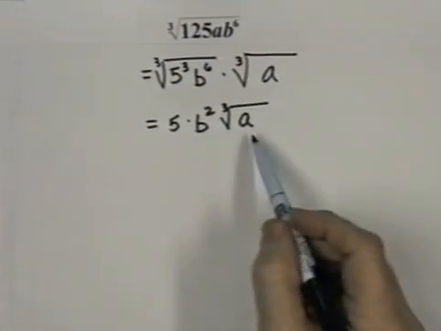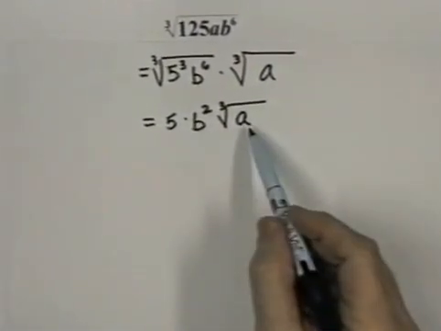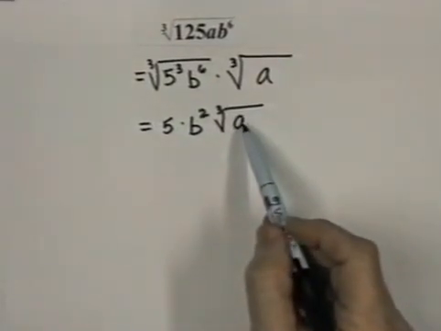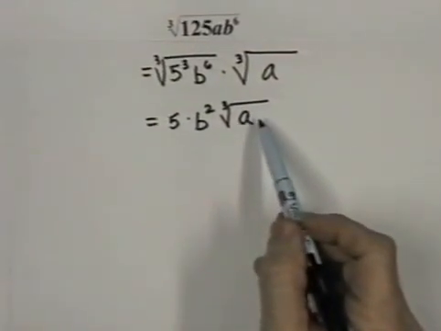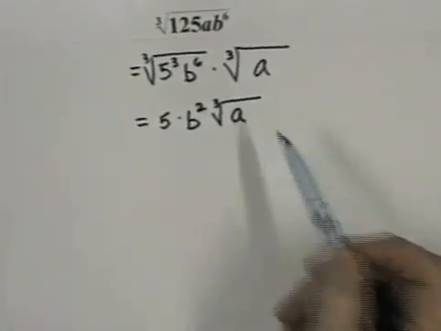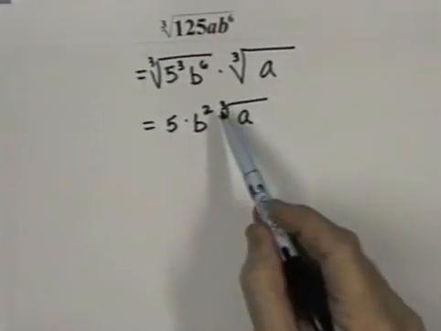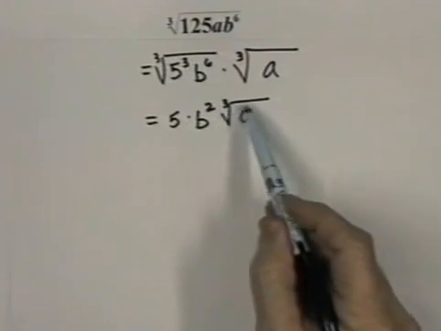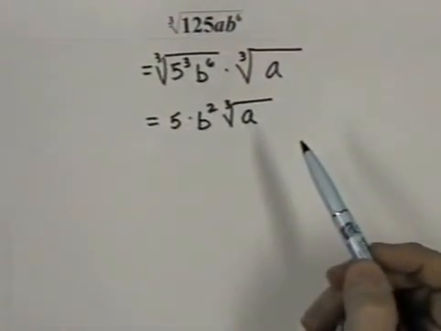And now, always check yourself. Is that in simple radical form? No perfect cubes factors left in here. No radicals in the denominator. No fractions or negative exponents within the radical. And my exponent and my index have no common factors other than 1.